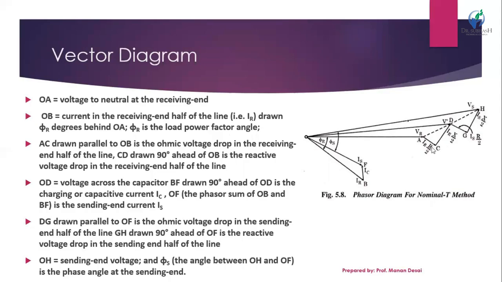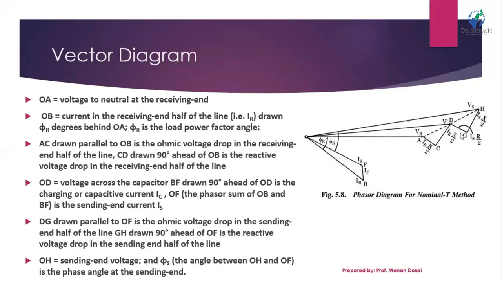Now AC is drawn parallel to OB, the ohmic voltage drop in the receiving end half of the line. CD is drawn 90 degrees ahead of OB, the reactive voltage drop in the receiving end half of the line. So this is the IR losses, this is the reactive losses, again this is the IR losses, and this is the reactive losses. So we have the resultant vectors.